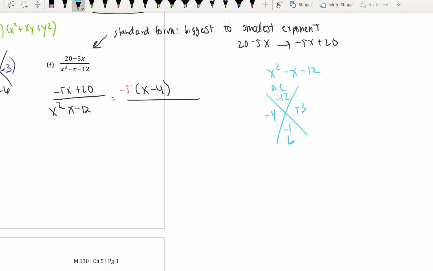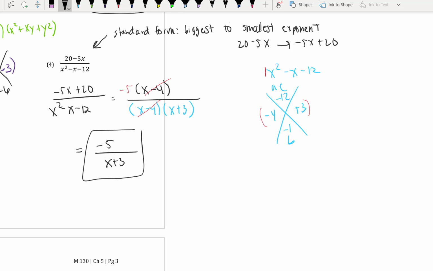And the nice thing about this is because the leading coefficient is 1, I know exactly what's going to go inside my parentheses. I know it's going to be an x minus a 4 and an x plus a 3. So the x minus 4's get canceled out since it's the same on top and denominator. So I'm left with a negative 5 over x plus 3 as my final answer.